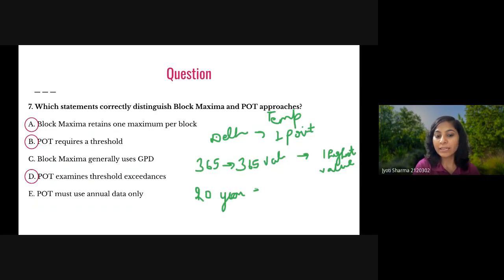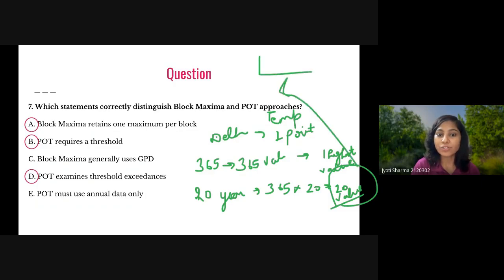So no doubt we will have data 365 into 20, but the maximum value will be 20. Each year we have one maximum value. Okay. Now these are our maximum values. Now we are fitting them into some distribution, or seeing how these values are changing with the year.